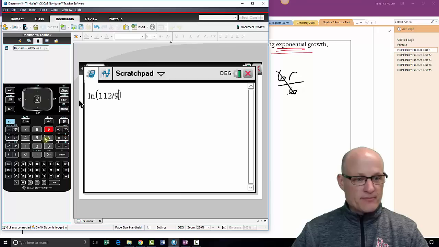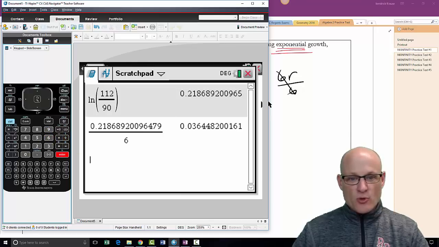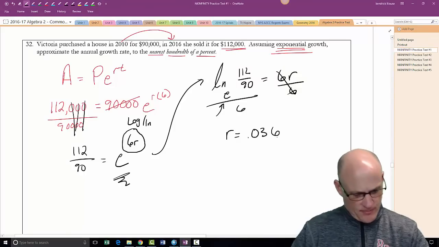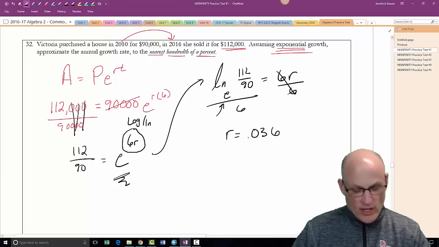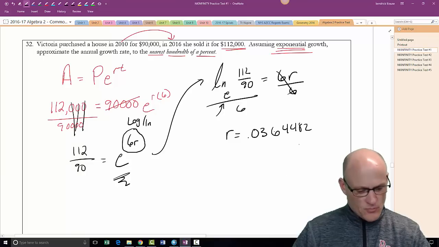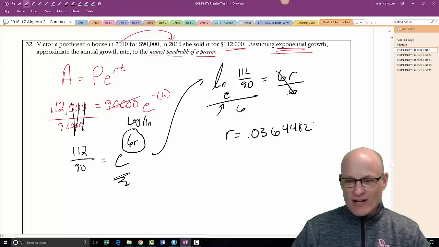112 divided by 90, enter, divided by 6. So 0.036. Now don't round yet. 0.036, I got it written down here, 4482000161. I write everything down. Now, what do I want? To the nearest tenth of a percent.